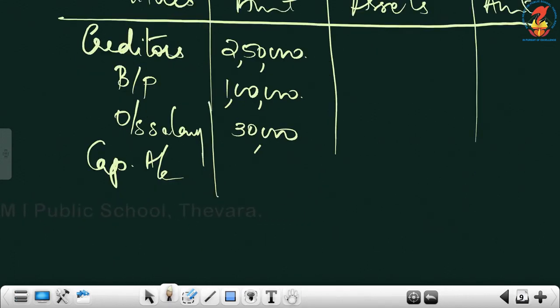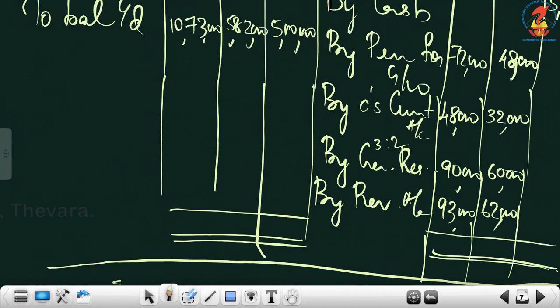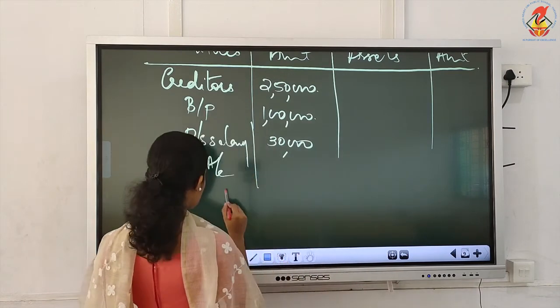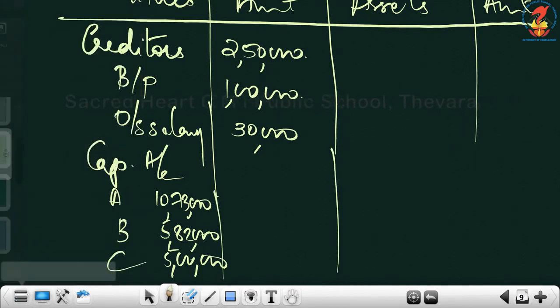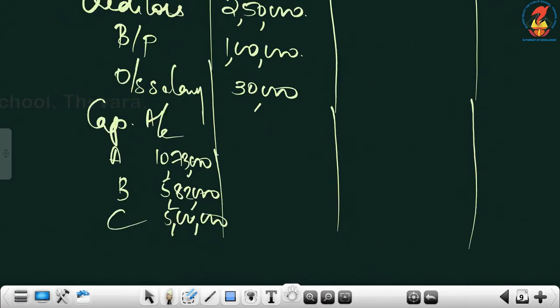Capital accounts, from where will you get the values? From your partners' capital. That balance carried down we have to write as new capitals. 10,73,000, 5,82,000 and 5 lakhs. This is for A, B and C. Include the new partner also. This is the new balance sheet after you admit C. So C's amount also we have to show. So in the outer column we can show the total, 21,55,000.